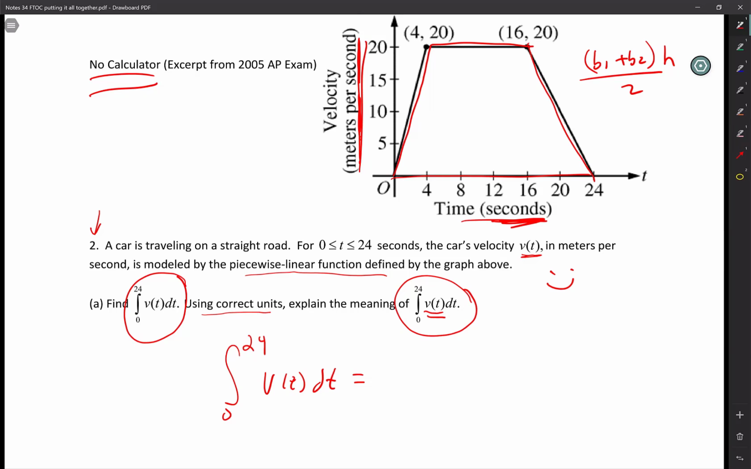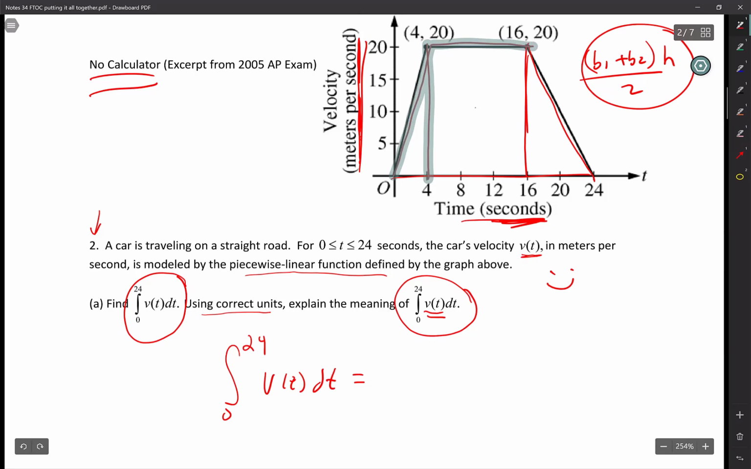Guys, you can always just use geometry to figure out these areas. If you are paranoid and you're like, I don't want to use a trapezoid formula because I haven't used trapezoid formulas in forever, then fine. Break it down into triangles and a rectangle, calculate the area of those two triangles and the rectangle, and add them all up. If you feel that's going to take too long, then just do it in one shot with a trapezoid. It doesn't matter how you do it. The answers will be the same.